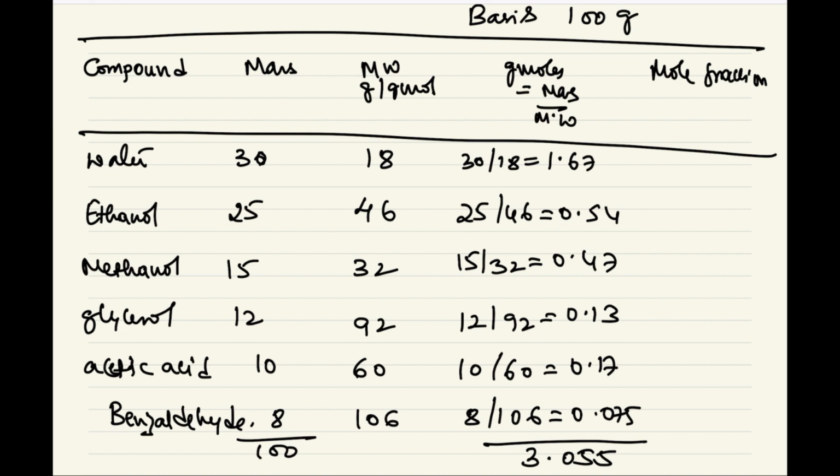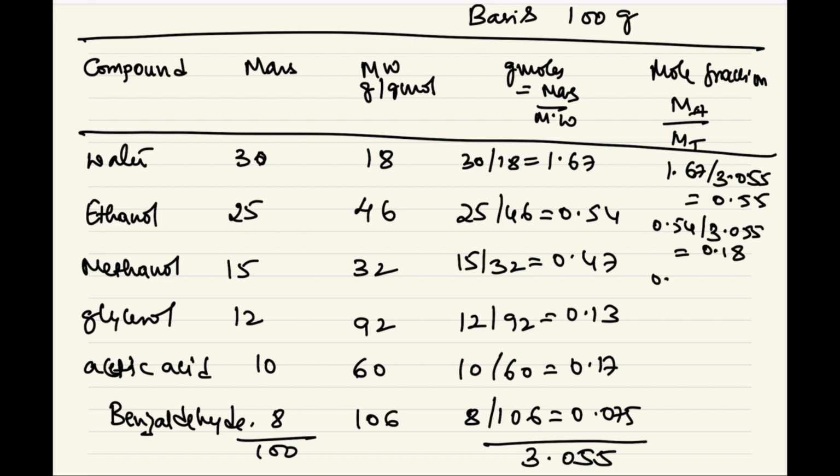We know the mole fraction, so what is mole fraction? It is the moles of an individual component, MA, divided by the total moles, MT. Here it is 1.67 divided by 3.055. This value is 0.55. You can do the same thing for this one, that is 0.54 divided by 3.055 is 0.18, and then 0.47 divided by 3.055, this becomes 0.15.